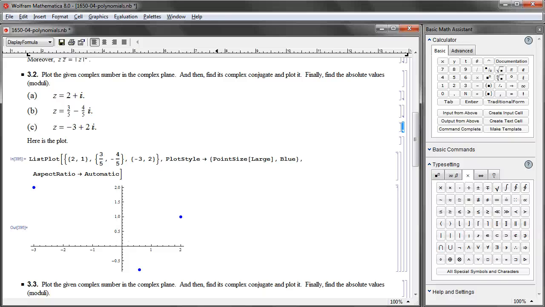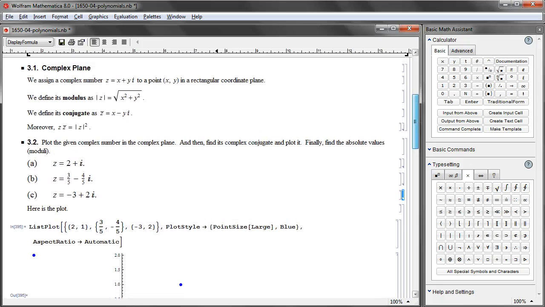Unlike the real number system, there's no way to determine which complex number is larger and which is smaller. However, it is possible to tell which one is farther away from the origin, which one is closer. And what we need to do is to take the absolute value, the modulus.